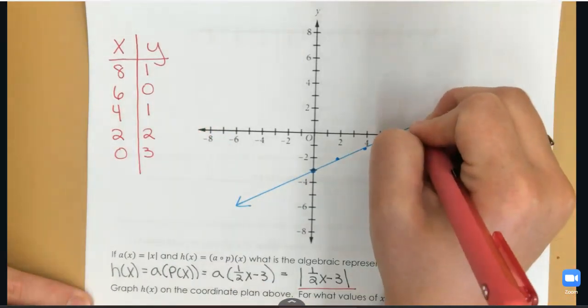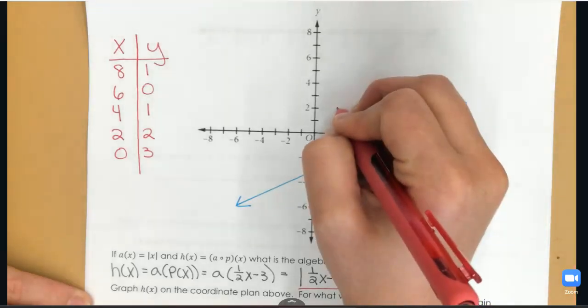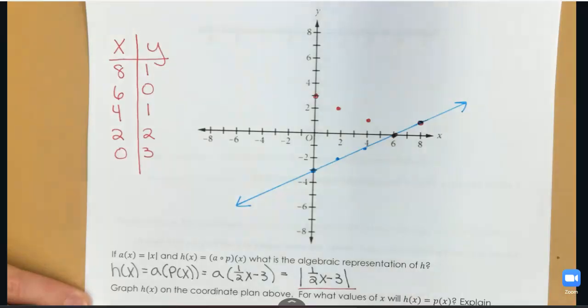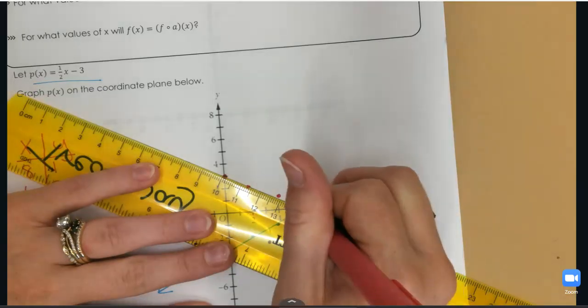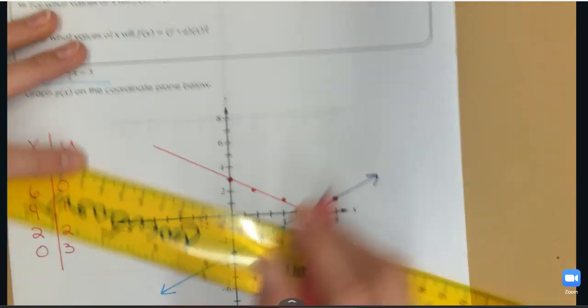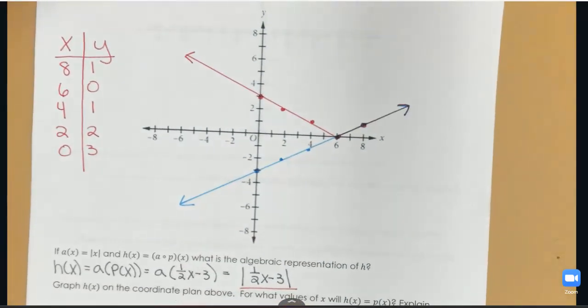So I'm going to plot these and see if that gives me a good idea of what is taking place here. And knowing that my absolute value function has a V shape, I can see that here where it switches directions is my vertex. And so there is my composed function h of x.